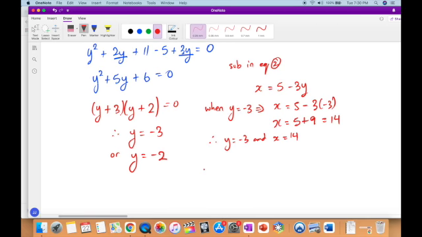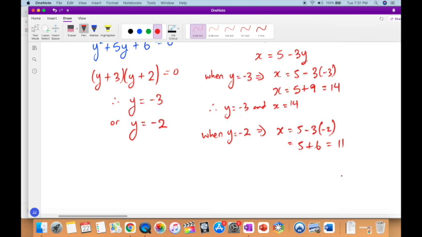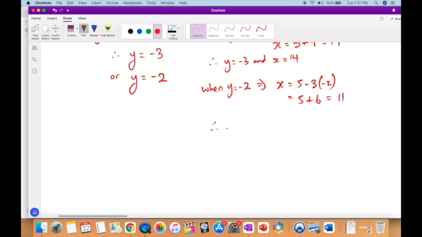Right? And when y equals negative 2 implies that x is equal to 5 minus 3 into negative 2, which is 5 plus 3 2's are 6, which is 11. So therefore, when y equals negative 2, x equals 11.